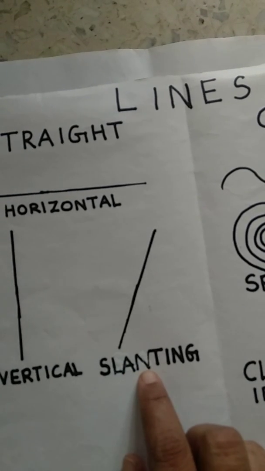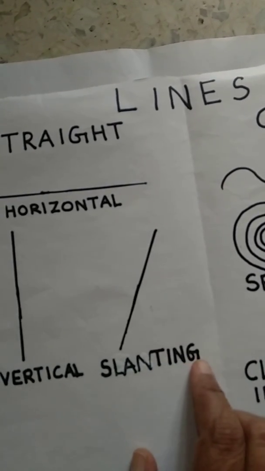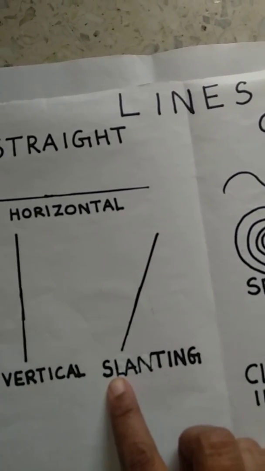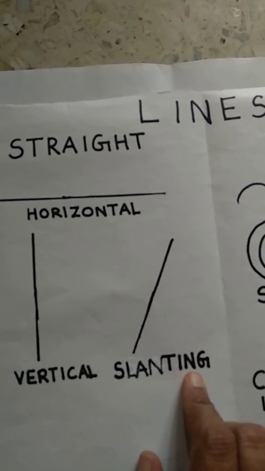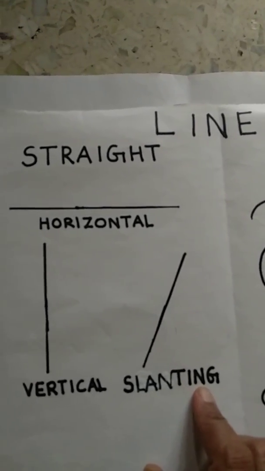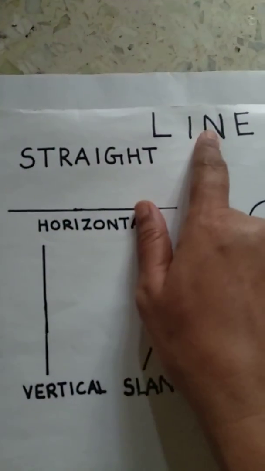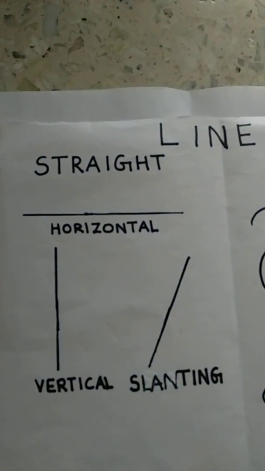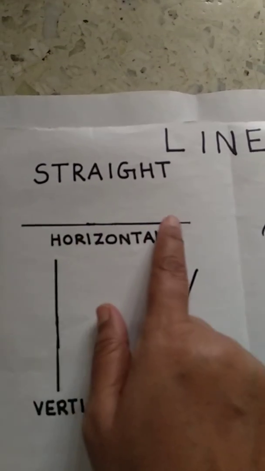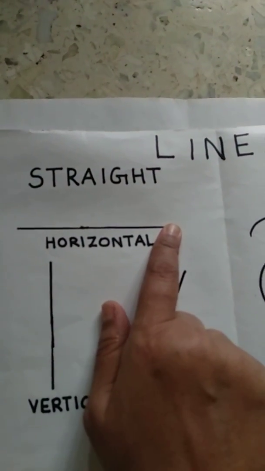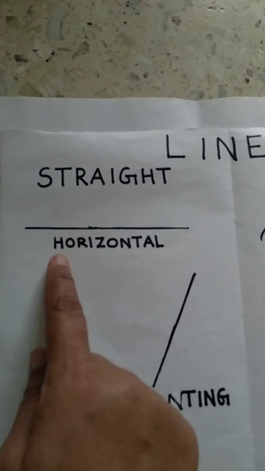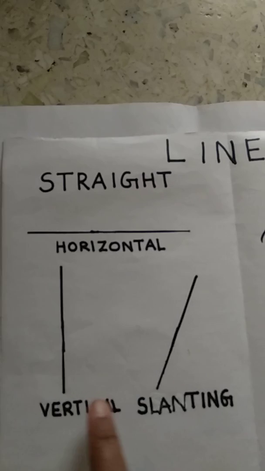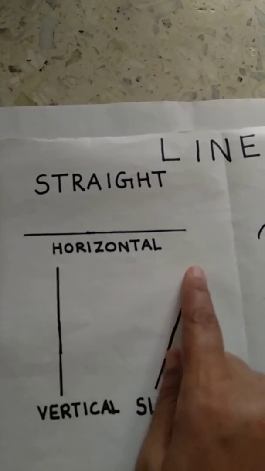Now let us learn the spelling of slanting. S-L-A-N-T-I-N-G, slanting. He is Mr. Slanting Line. So how many members are there in the family of straight lines? There are 3 members in the family of straight lines. Mr. Horizontal Line or Mr. Sleeping Line, Mr. Vertical Line or Mr. Standing Line, and Mr. Slanting Line.